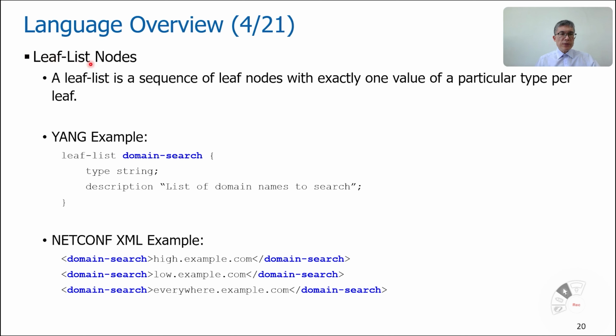A leaf-list is a kind of repetition of leafs. So we can define a leaf-list domain-search. The type is a string. This is a list of domain names to search. So a leaf is just one instance, but in the leaf-list case we can have multiple domains, a list of domains.